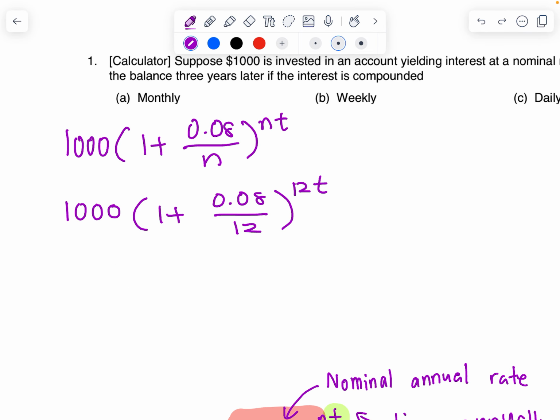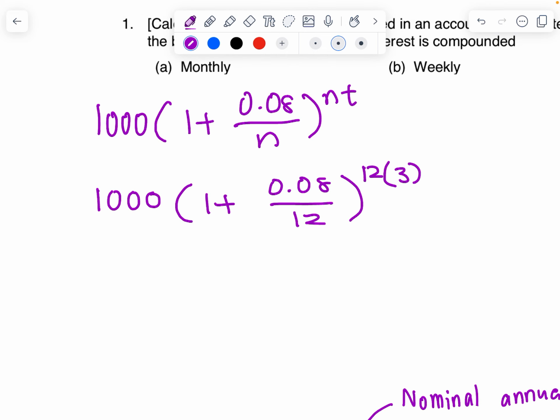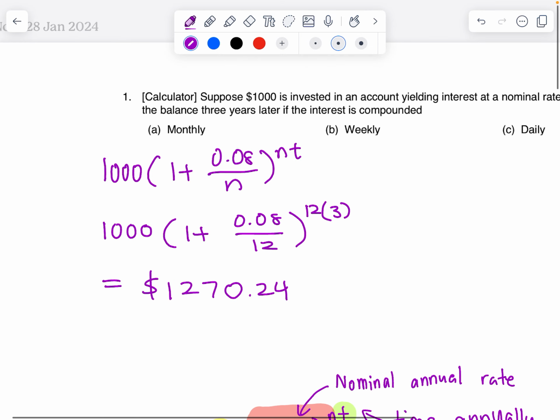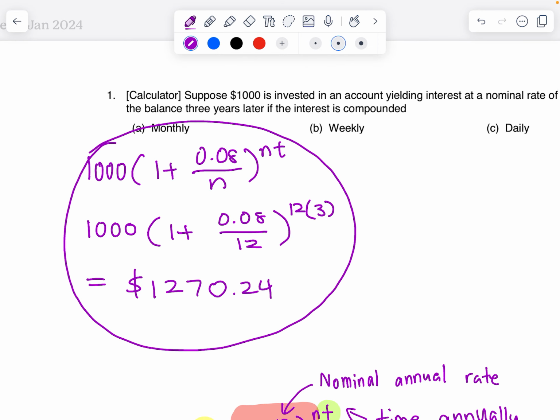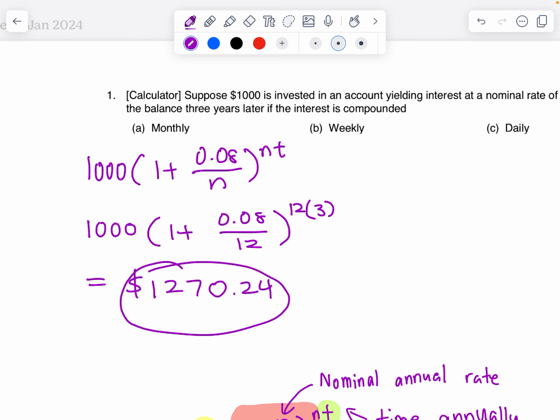And now we want to plot 3 years later. So what that means is I want to solve what y is going to be if t is equal to 3. And then I can use my calculator from here. And so if I use my calculator, I get something like 1,270.24. So if I compound it monthly, after 3 years, I would get this much money.